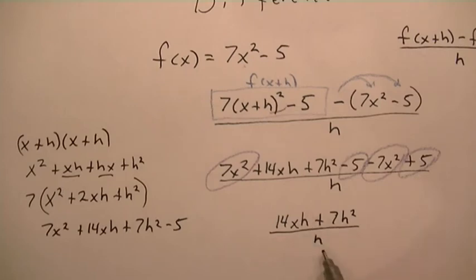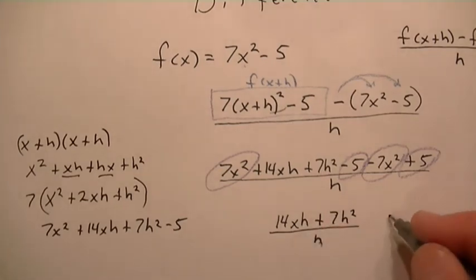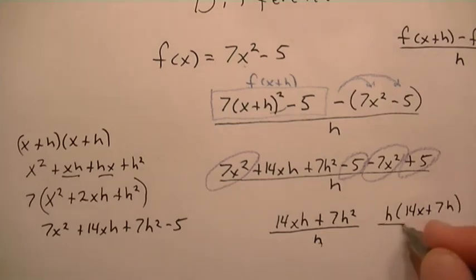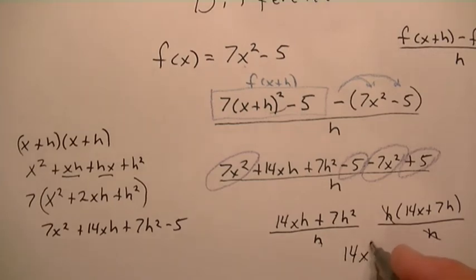Now there's a couple different ways. There's an h in every term in the top. There's actually 2 h's here, 1 there. So we can actually divide out an h. The way to think of that is if we take an h out of the top, now you can see how these h's cancel out quite cleanly, and it leaves us with 14x plus 7h. And that's the answer we're looking for.